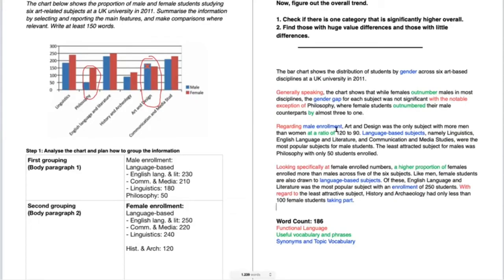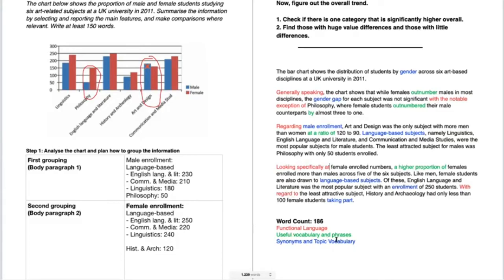"Regarding male enrollment" is a great way to specifically look at one of the groups, or you could also say "looking specifically at". The important thing is that you have two ways to say that and you're not sounding monotonous. Then again, we have "with regard to". Again, it's just another way to connect your ideas and again, just show more detail.